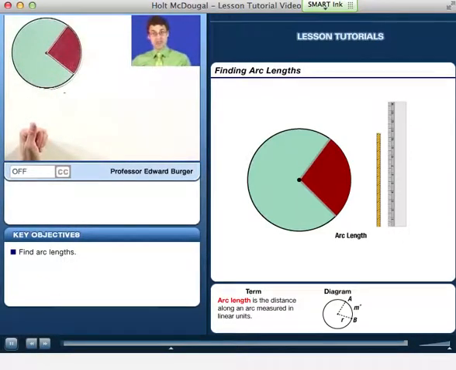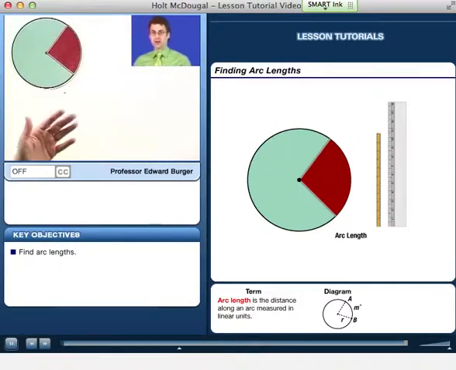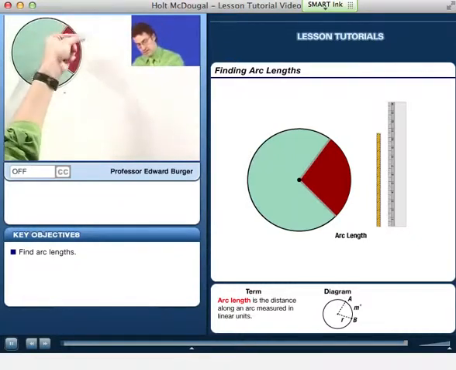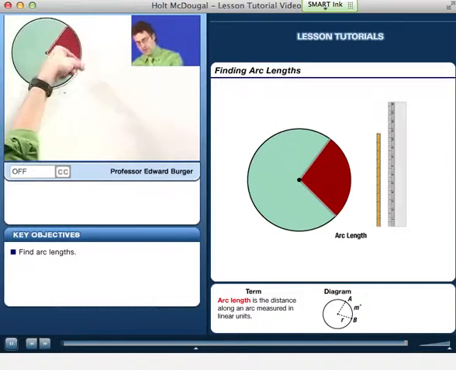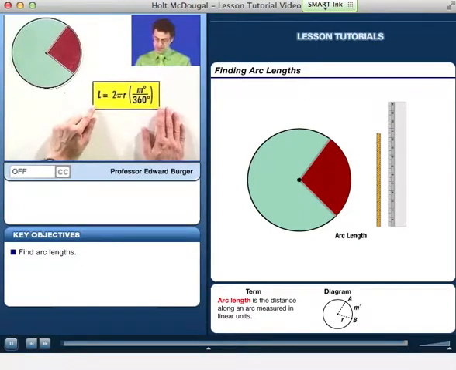Let's think about arc length now. We know that if we go once around the circle, the arc length of that is exactly the circumference, which we know is 2 pi r. So if you want to figure out the arc length of just a part of that, then you have to find the appropriate fraction. And so the formula for arc length is actually pretty easy.